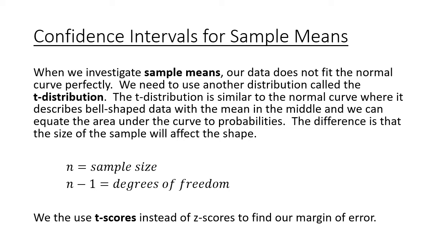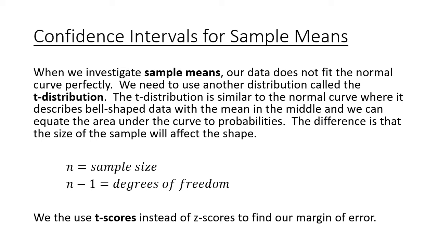This is also sometimes called student's t-distribution, after a guy who used a fake name, Student, to publish his works. So it's called the student's t-distribution, but has nothing to do with actually being a student. It's just more confusing. We're just going to call it the t-distribution. So the t-distribution is very similar to the normal curve. It has that same bell shape. It still has the mean in the middle.